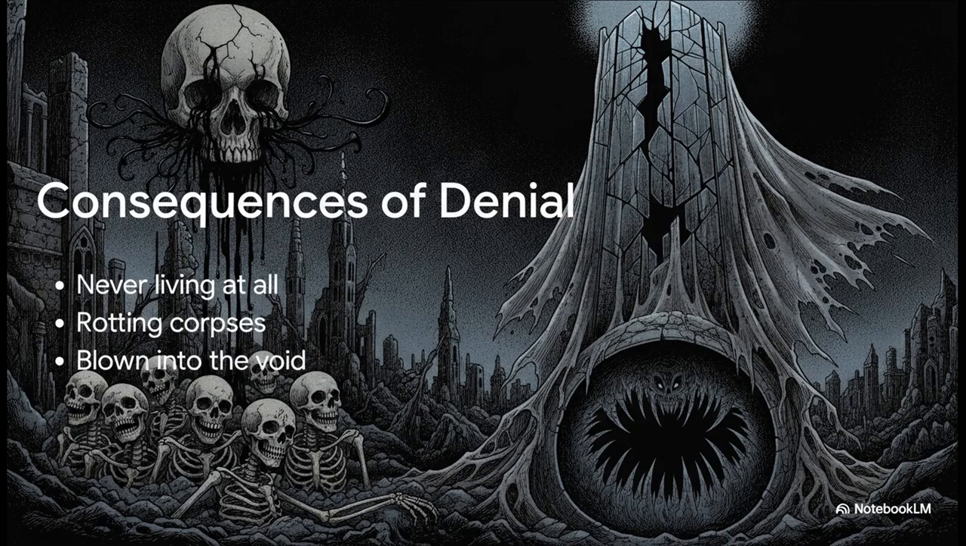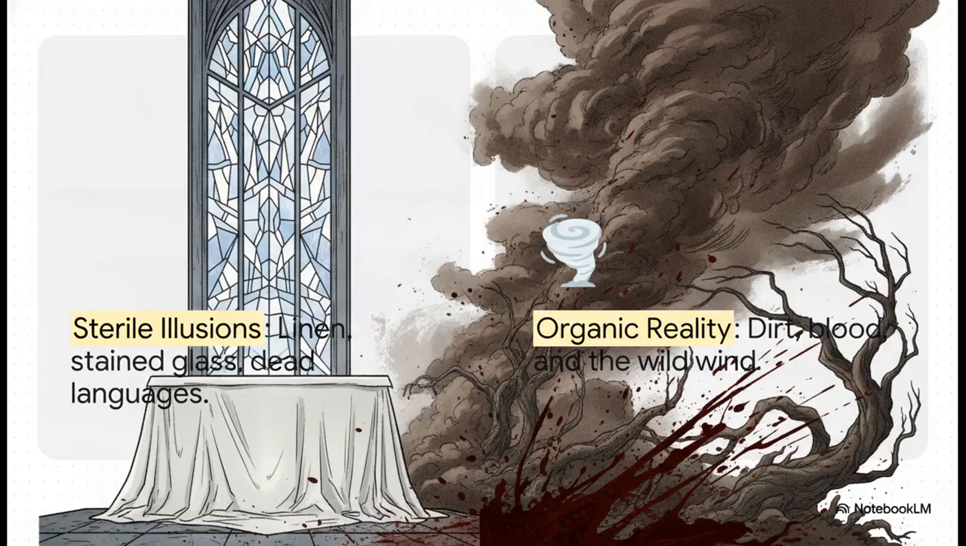The singing metropolis drinks the syrup and turns into a city of rotting corpses with smiles plastered on their faces. The priest in his weightless shroud lacks the anchor of dirt and just gets blown into the void. And those scholars in their glass fortress, they build a masterpiece of control directly over a cavern of repressed, starving hunger. To really wrap our heads around this philosophical deep dive, we have to constantly contrast these illusions against reality. The text contrasts the sterile, linguistic tools of denial, things like spotless linen, stained glass, dead languages, against the undeniable weight of organic reality, dirt, blood, the wild wind.